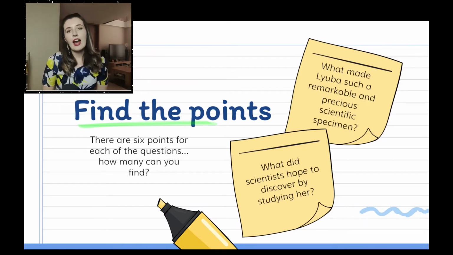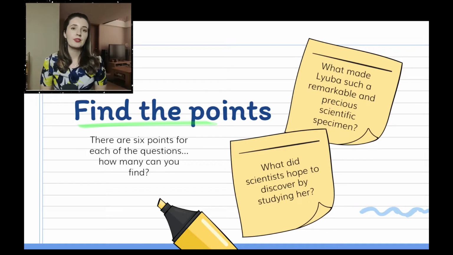Now that we have read the article, it's over to you to try to find the points. So for each of these 2 questions, there are 6 possible points that you could find. So a total of 12, 6 for each question.